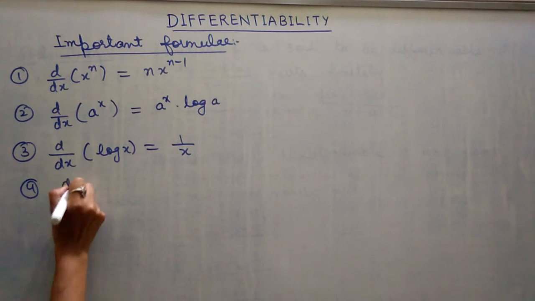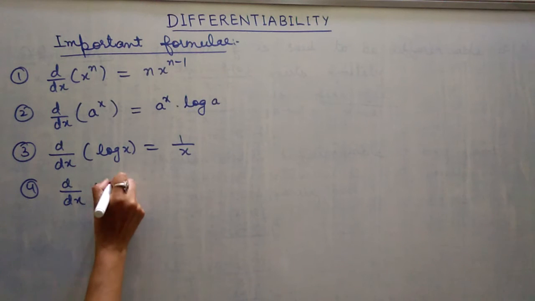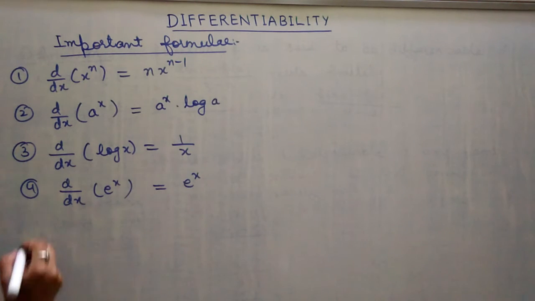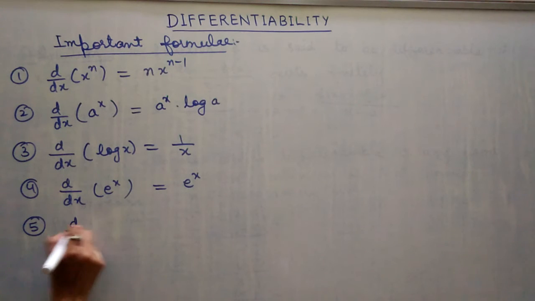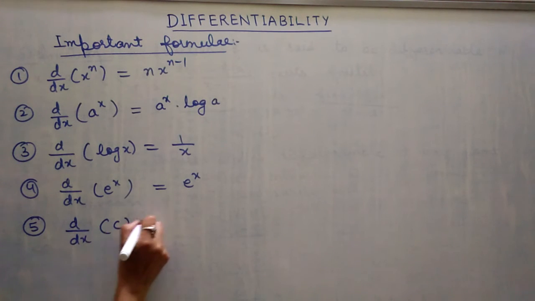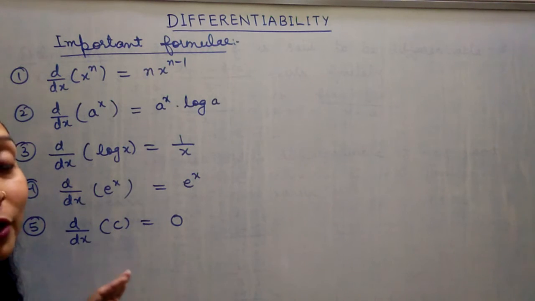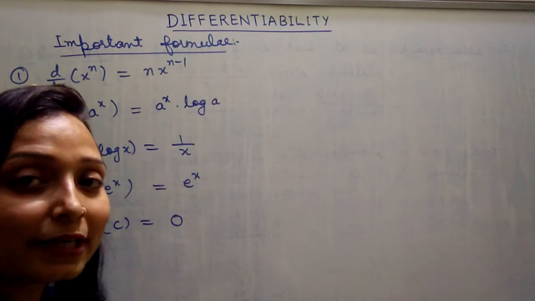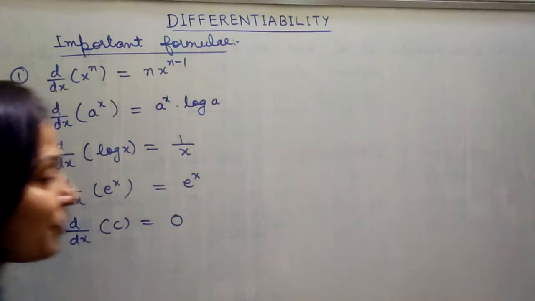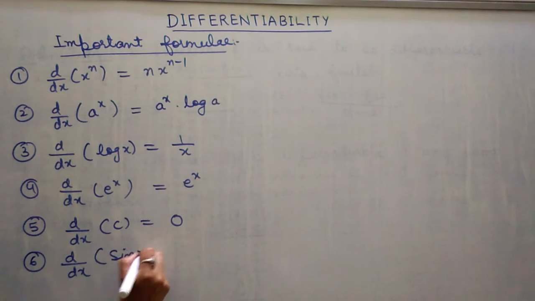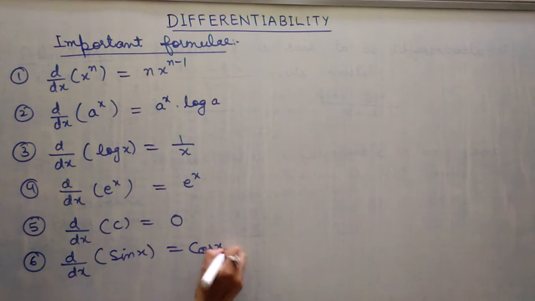Fourth is the derivative of the exponential function. The fifth is the derivative of a constant function, that is 0. These are the different functions I have written down. Now I will do the trigonometric and inverse trigonometric functions. Coming to the trigonometric functions, the derivative of sin x is cos x.